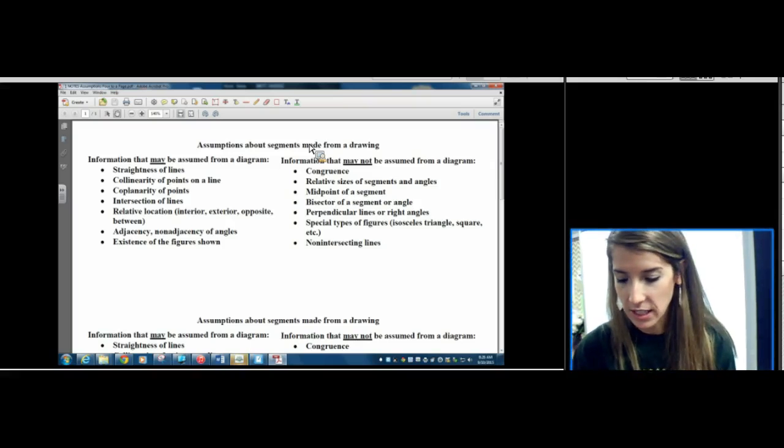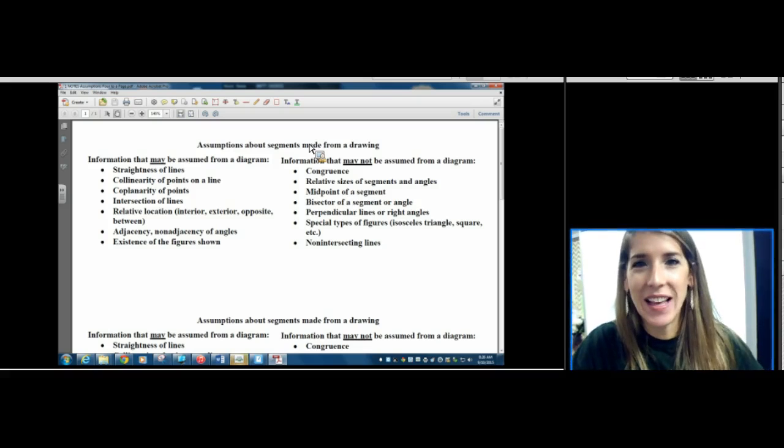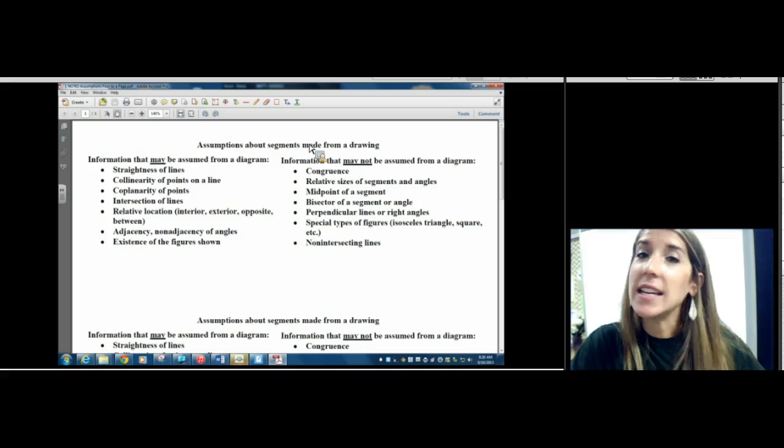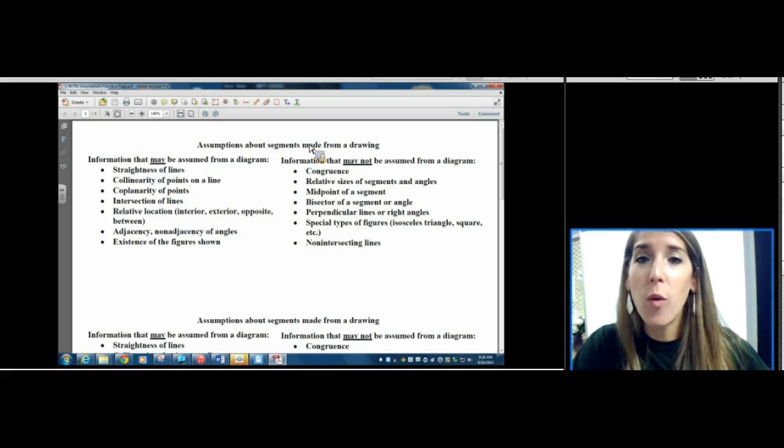So we're going to start today's lesson with a warm-up, but it's quite a lengthy warm-up. It's kind of a mini lesson disguised as a warm-up. It's called assumptions: what we can assume and what we cannot assume about a diagram. And if you know what to assume and not assume, it's going to save you a lot of missed points throughout the whole year in geometry.